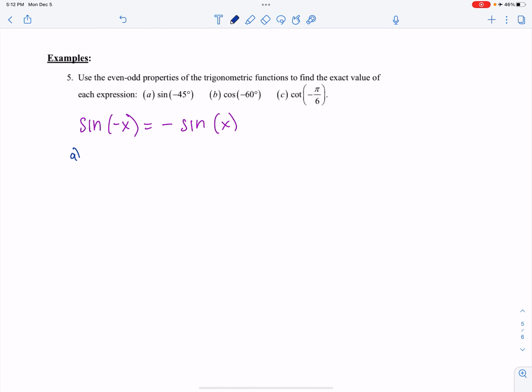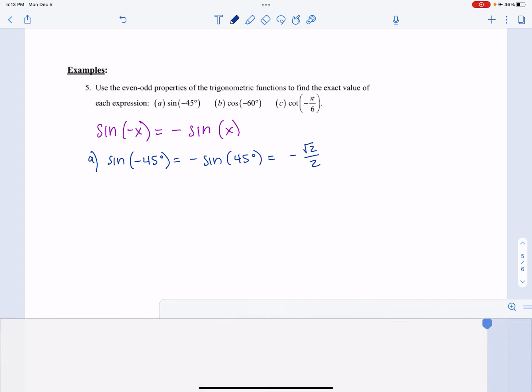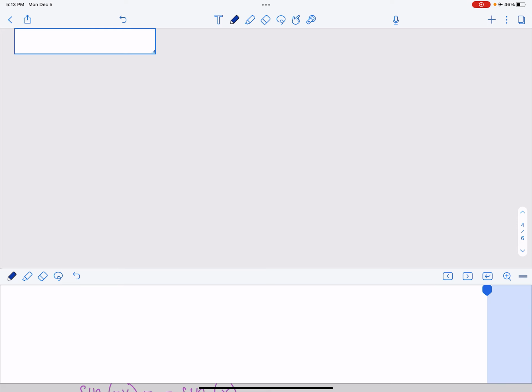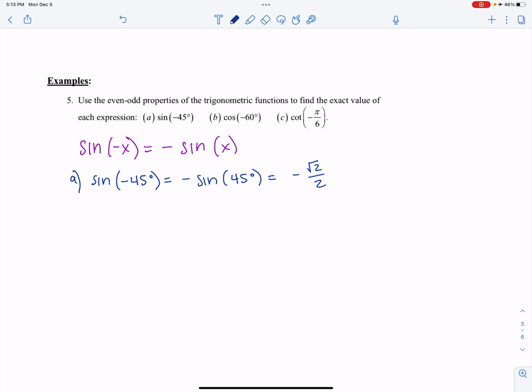So for part A, we're looking at sine of negative 45 degrees gives us negative sine of 45 degrees. And we know what sine of 45 degrees is. That's root 2 over 2. So the negative of it is negative root 2 over 2.